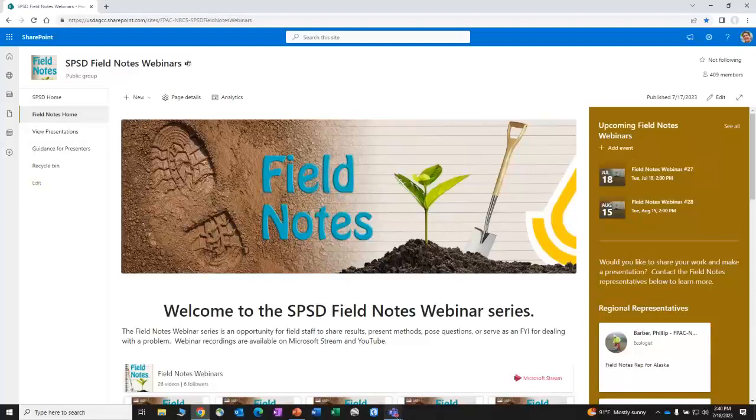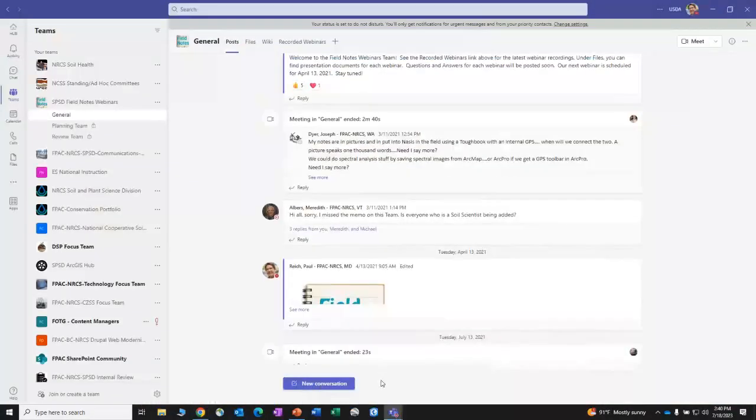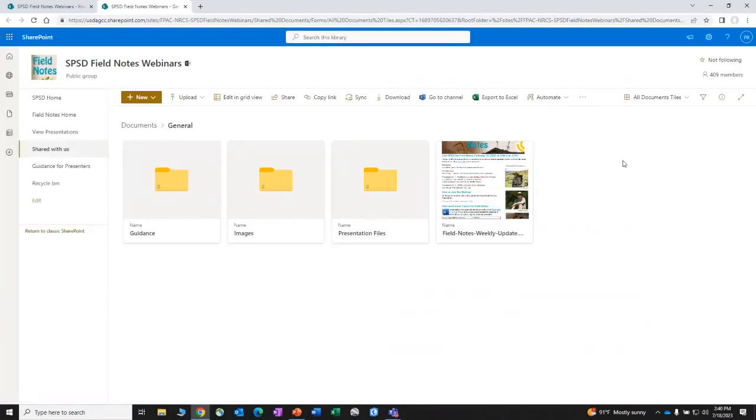Now, another way to access the SharePoint is via Teams. So if you go into Teams, and you'll notice there's the SPSD Field Notes webinar team, and just like any of our Microsoft Teams sites, you can actually open that team within SharePoint. And in fact, Microsoft Teams really is simply SharePoint. So those are really two ways to actually get to the SharePoint site.